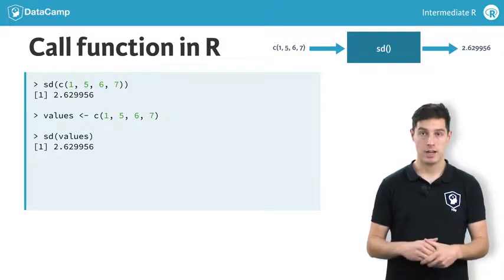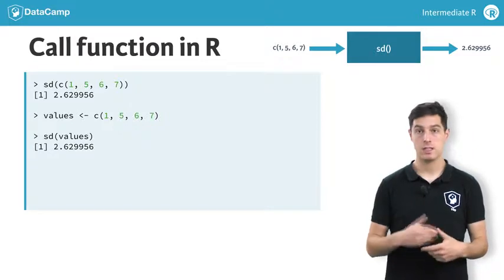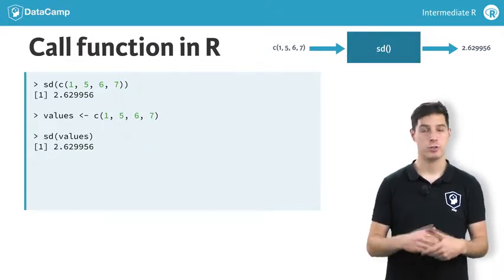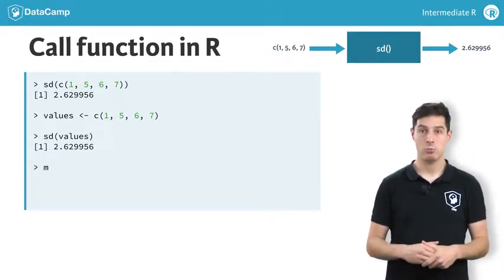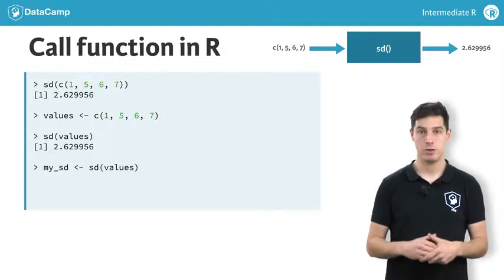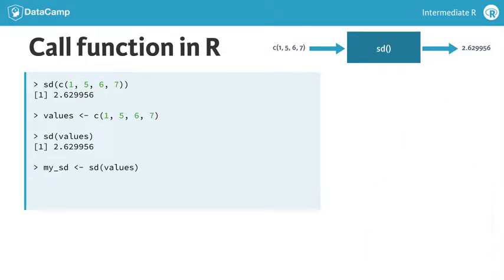That's because we did not assign the result of the function to a variable. If you want to reuse the result of the function, simply use the assignment operator as you did before so many times. Let's assign the output of our function to a variable my_sd. If we now print my_sd to the console, we see that it contains 2.63.